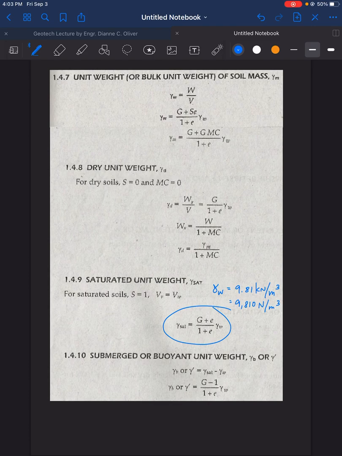Now, if we are using gamma sat, then our rho sat, okay, then our rho w or density of water is 1,000 kilogram per cubic meter. So that's good to remember because you will encounter them a lot here.